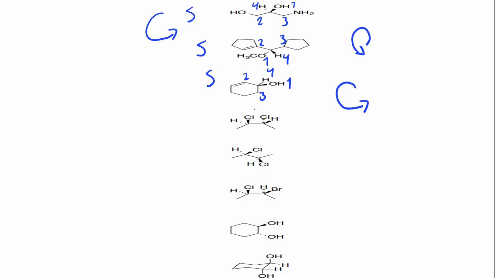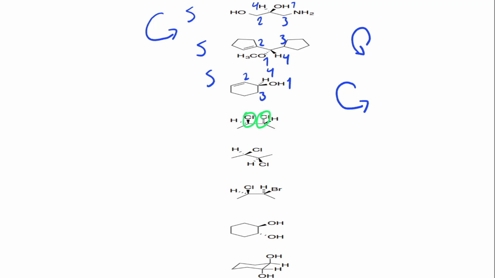Okay. What about this one? Oh, we can just separate that. No, you can't. Why can't you do that? Well, notice that right here, this chlorine is on the wedge, and over here, this chlorine is in the hash marks, right? So this cannot be.